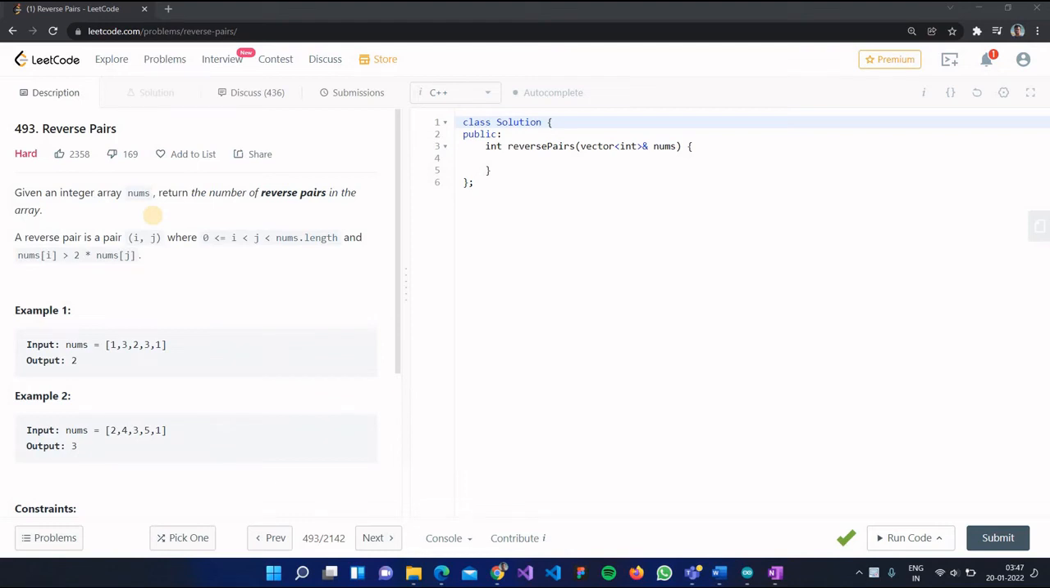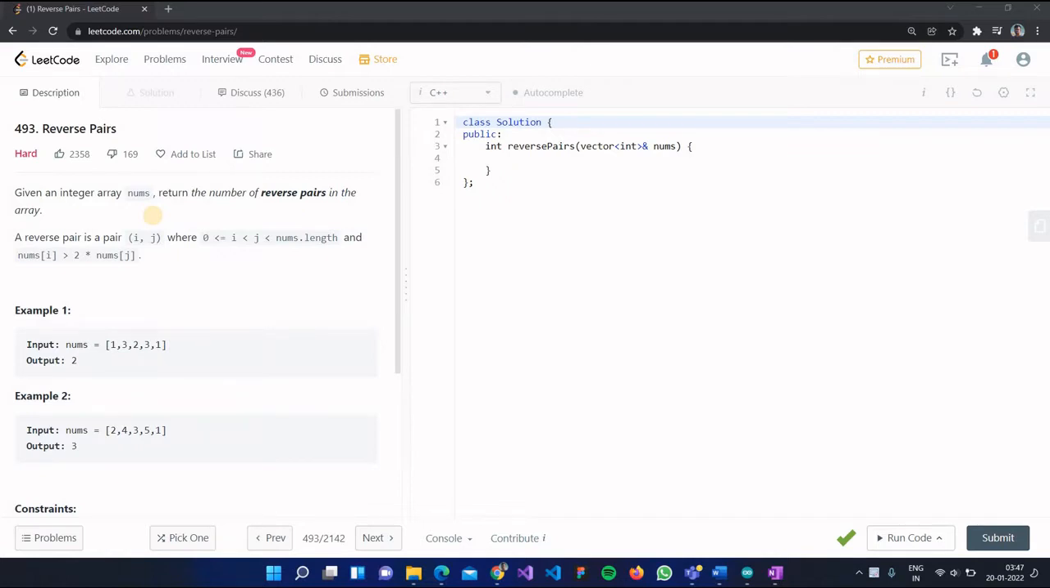So hello guys, welcome to this new video, and in this video we're basically going to discover the question that is Reverse Pairs. In this LeetCode question of hard difficulty level, we will be given an array and we'll have to return the number of reverse pairs that are present in the array. Now let's see what reverse pairs are.